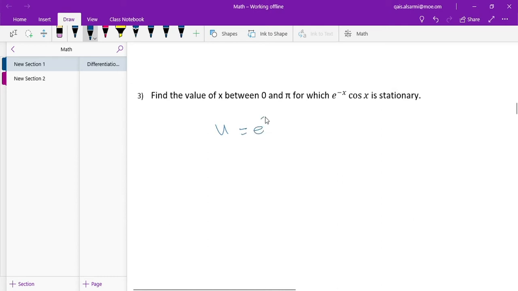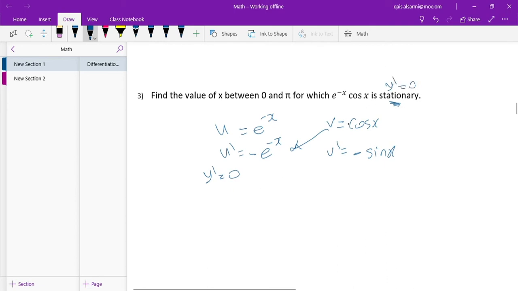U is e power negative x, so u dash, to differentiate e, multiply it as it is, then multiply by the derivative of the power, which is, in this case, negative. V is cosine, so v dash equals negative sine times the derivative of x, which is 1. No need to multiply it. So y dash equals 0. As we said before, stationary means y dash equals 0.